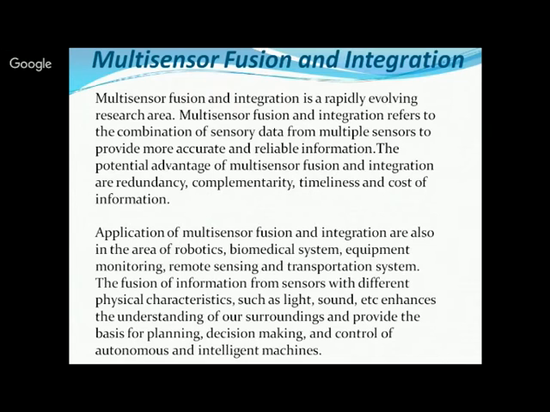Another area is multi-sensor fusion. We know about sensors and wireless sensor nodes, and that we can use different sensors to take out data, but now we can work with multi-sensor fusion and integration. For example, fusion of information from sensors with different physical characteristics such as light, sound, etc. When you combine all these sensors, it enhances the understanding of our surroundings and provides the basis for planning, decision making and control of autonomous and intelligent machines.